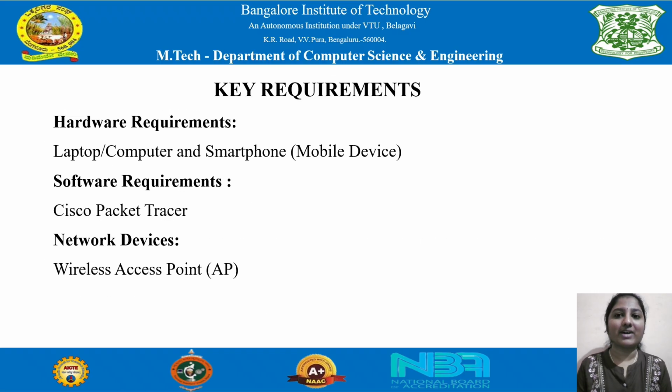Next, the key requirements. This slide highlights the key requirements needed for implementing the wireless network. The hardware includes a laptop or computer and a smartphone, which act as the wireless devices. For software requirements, Cisco Packet Tracer is used to design and simulate the network environment. The network device required is a wireless access point, which enables communication between multiple devices.